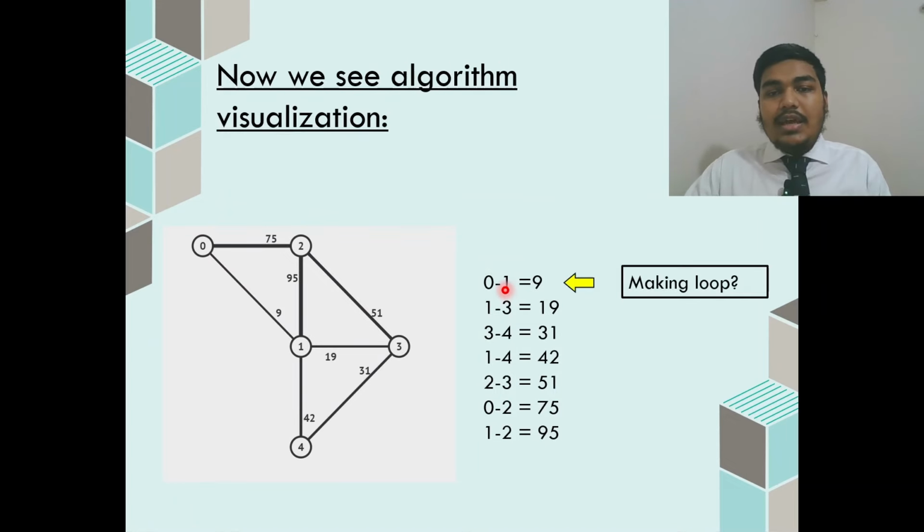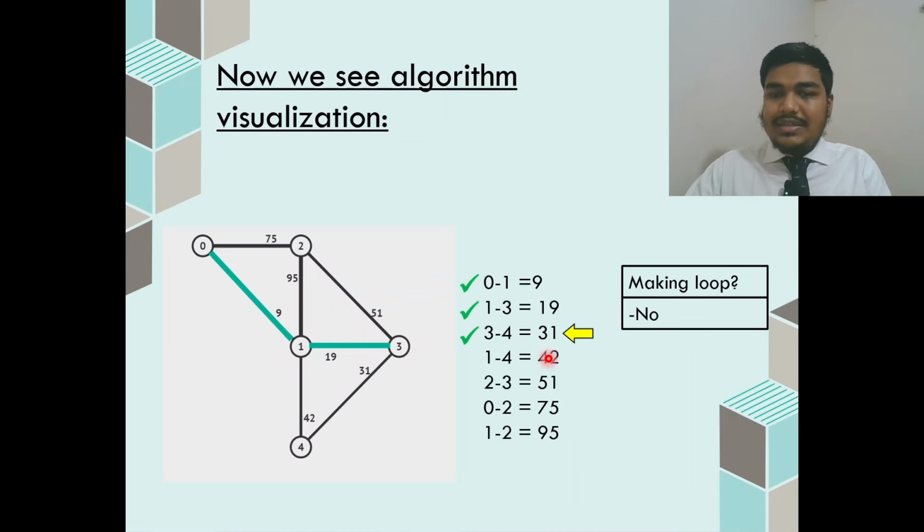Firstly, we take our first edge, which is the minimum edge. The value of the edge is 9. Is it making a loop? 0 to 1 doesn't make a loop. So no, and we take the edge and mark it. Then the next edge, 19. Is it making a loop? No. So we take the edge. Then the next edge is 31 between 3 and 4. Is it making any loop? No. So we take the edge.